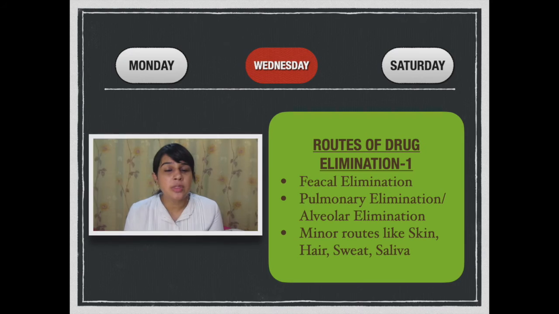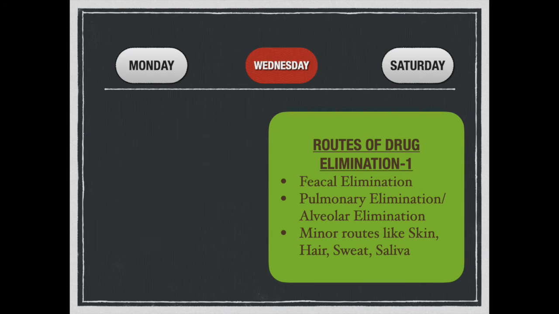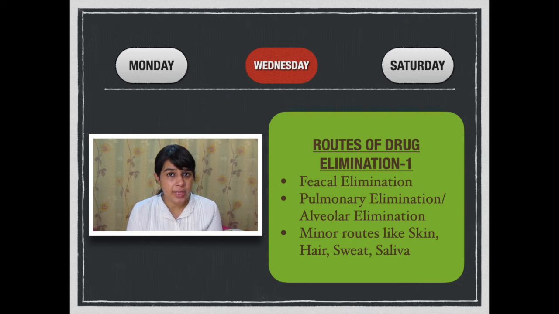The minor routes covered were the skin, hair, sweat and saliva. Sweat can secrete a lot of urea derivatives. Griseofulvin is secreted by the keratinized epithelium. Hair follicles secrete mercury salts, iodides, arsenic, etc. Saliva secretes drugs like phenytoin. And one important part: if the drug is excreted in the saliva and you gulp it back, then it is equal to the dose of the drug and it works like an oral dose of the drug.